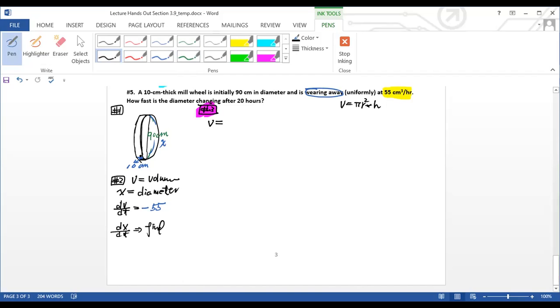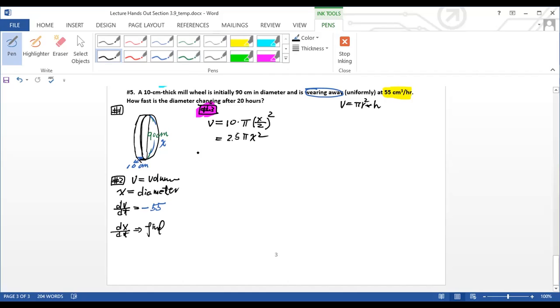So this one here is 10. So this will be 10 times pi r squared, so pi, then r is what? x over 2, right? x is the diameter, so pi r squared is x over 2 squared. If you simplify, 2 times 2 is 4, so this is 2.5 pi x squared.